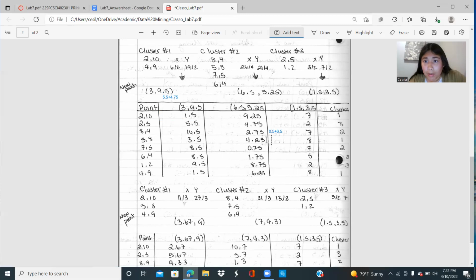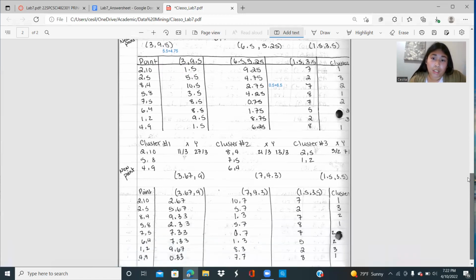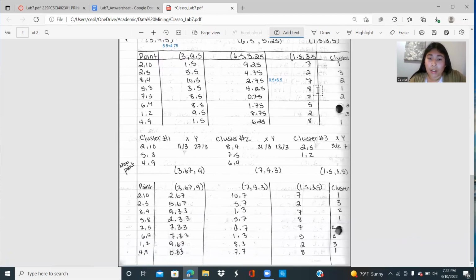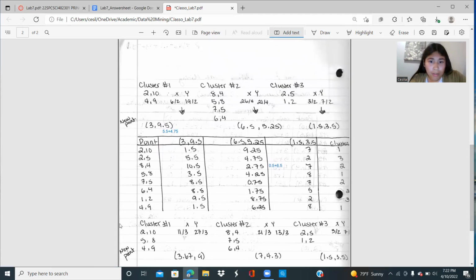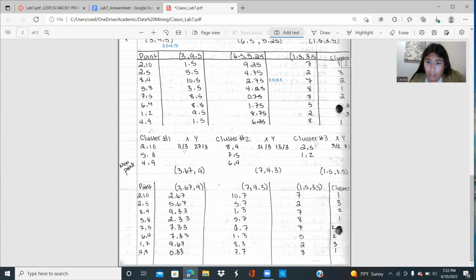And you repeat the same steps over and over again. With the following new iteration, since it's still within the same cluster, there isn't much of a change because you still have the same data points in each cluster of 2,10, 5,8, and so forth. For all 8 of these, since you see the clusters of all 1, 3, 2, 1, 2, 2, 3, 1, it's repeating the same thing over and over again. So this will be the final result for this lab.